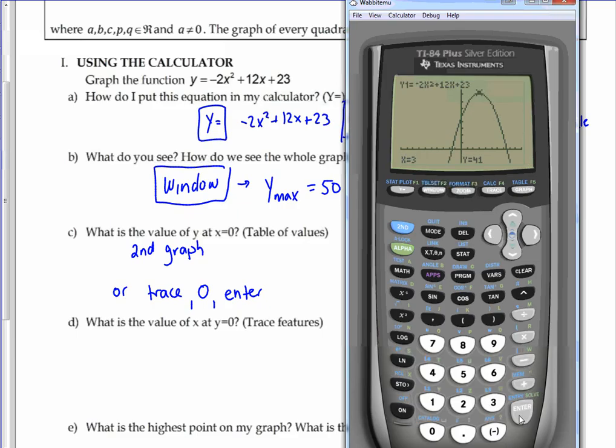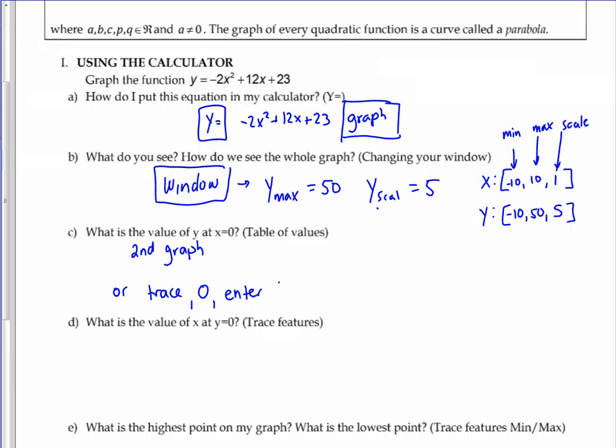3, enter. So that's cool. I like the trace feature. So 0, enter, it's 23.